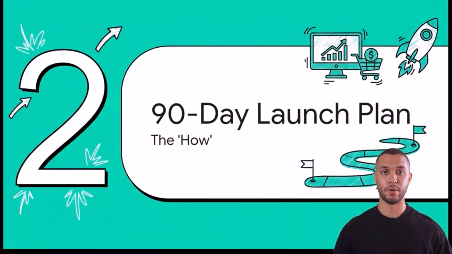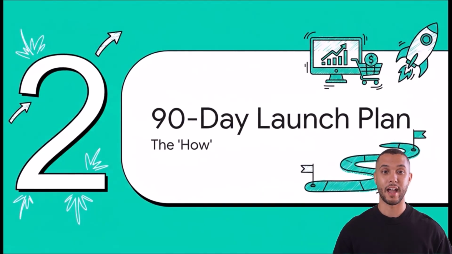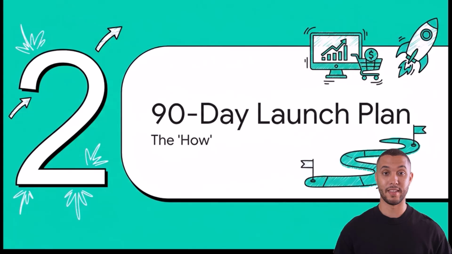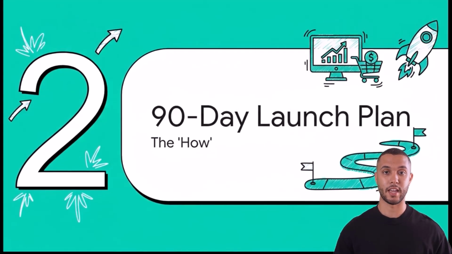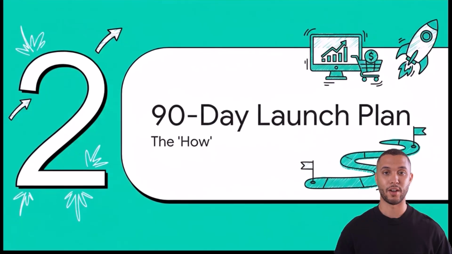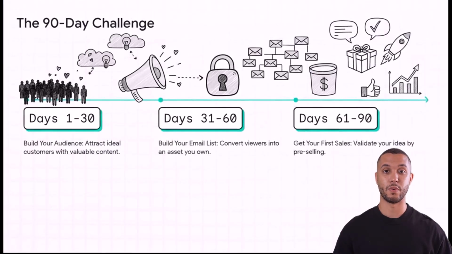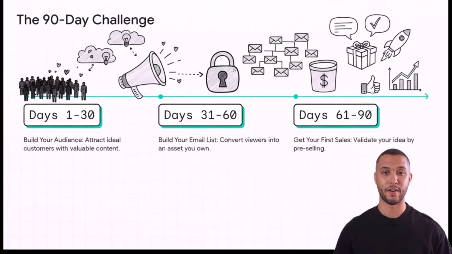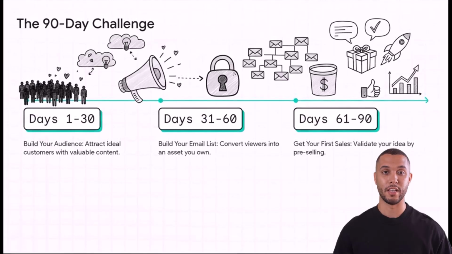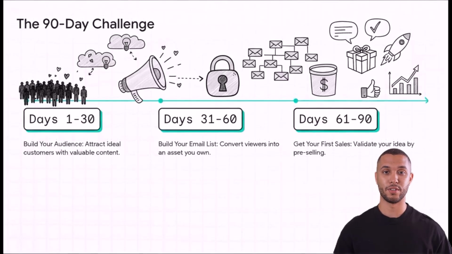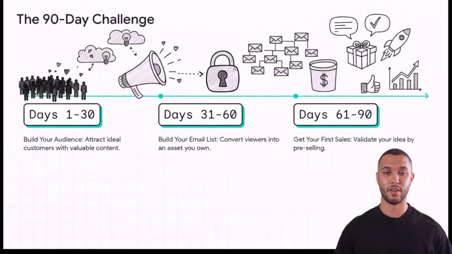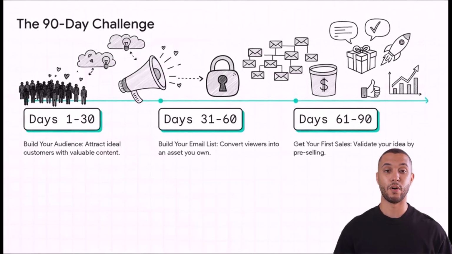All right. So we've covered the why. You get it. Now, let's get to the fun part, the how. We're going to walk through the step-by-step 90-day plan to take you from zero to your very first sale. And you know what's so great about this plan? It's simple. It's not about doing a million things at once. It's broken down into three 30-day chunks, and each month has one single crystal clear focus. You just do one thing right, then move on to the next.